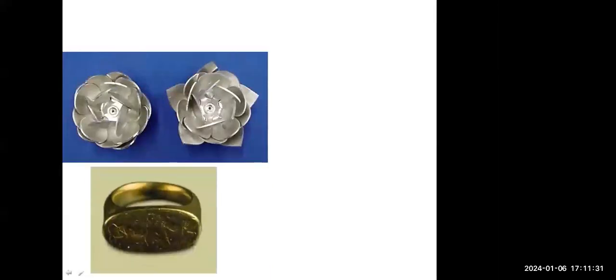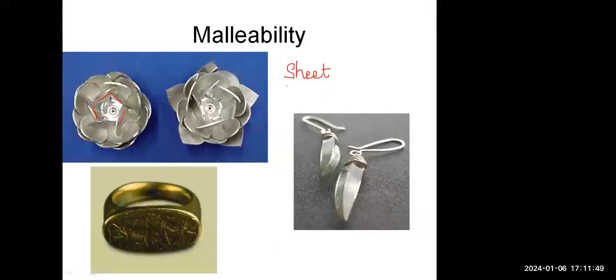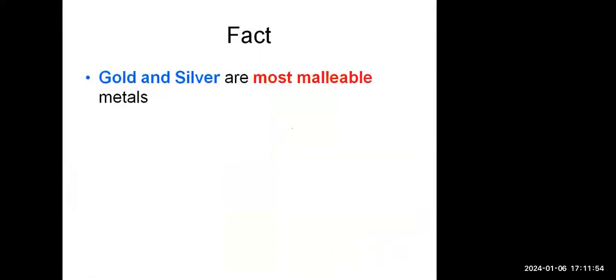The next picture can give you a hint when you see the metal sheets over here in this flower. The petals are made out of metal sheets. It shows that metals are malleable. Means you can convert them into sheets by hammering them repeatedly. This is called malleability. So all metals are malleable, but gold and silver are most malleable.